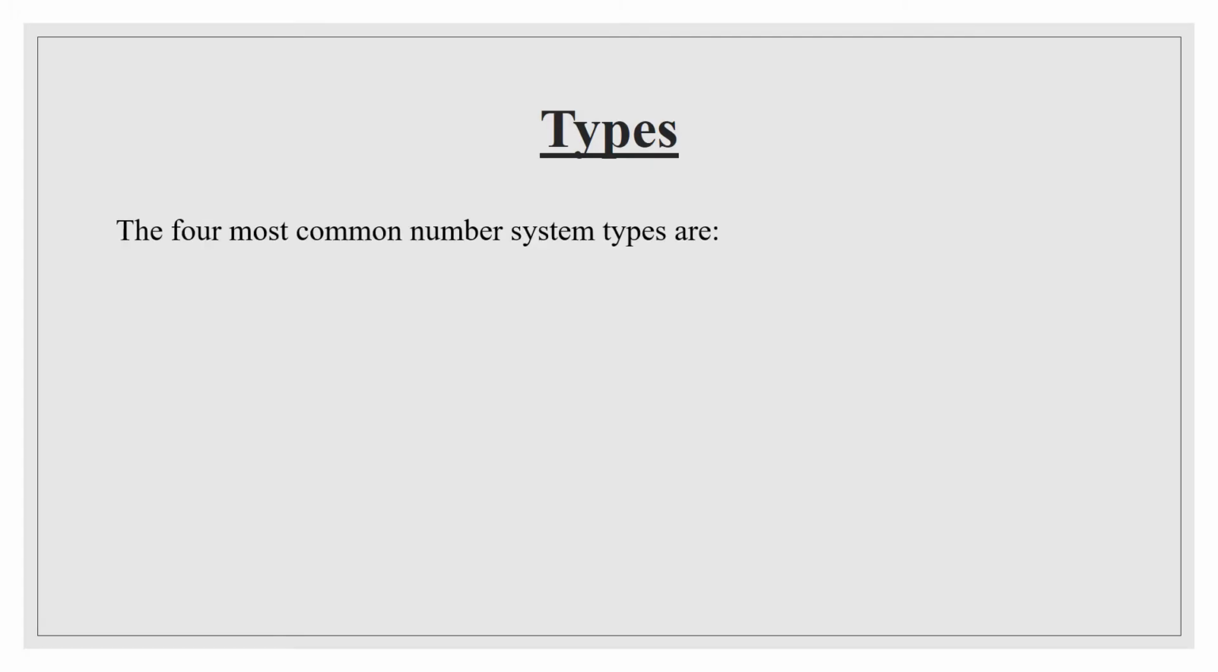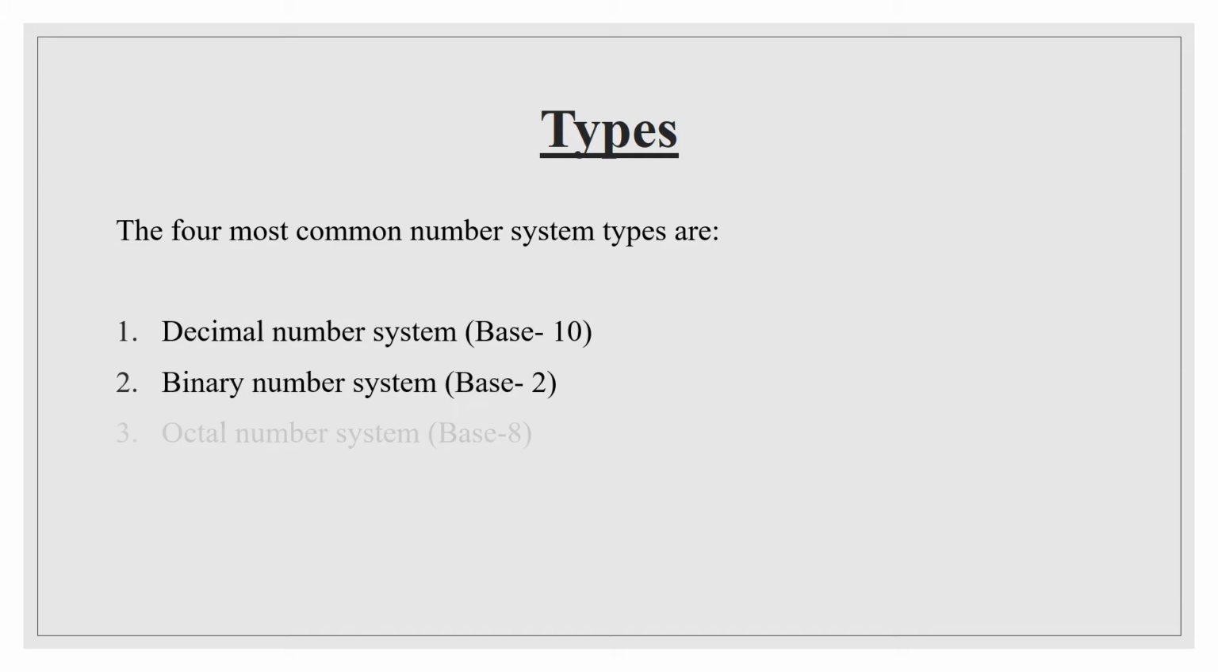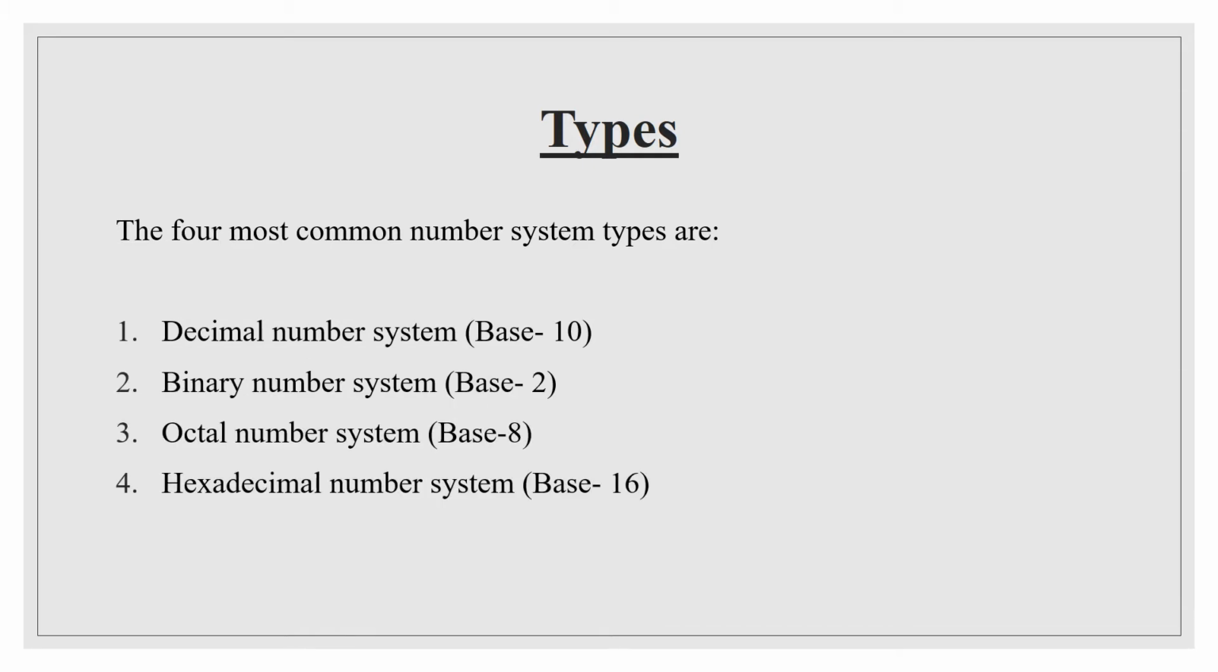Types. The four most common number system types are given below. Number 1, decimal number system having base 10. Number 2, binary number system having base 2. Number 3, octal number system having base 8. And in the last, number 4, hexadecimal number system having base 16.